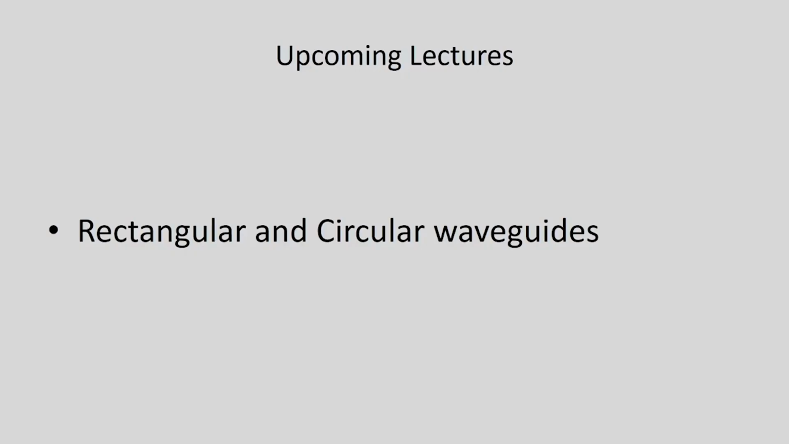So far we have confined our discussion to transmission lines. We consider another type of waveguiding structure, in the form of hollow metallic pipes of rectangular or circular cross section. These are called rectangular and circular waveguides. So, our next lecture will start with the discussion of this type of waveguides.